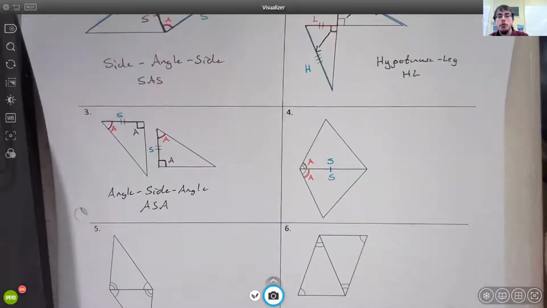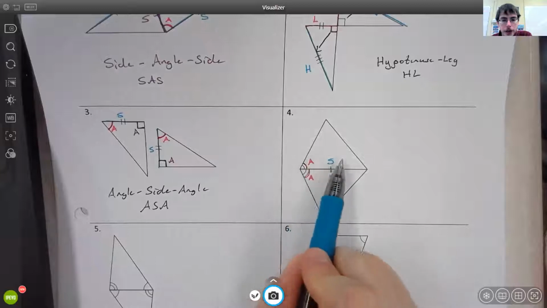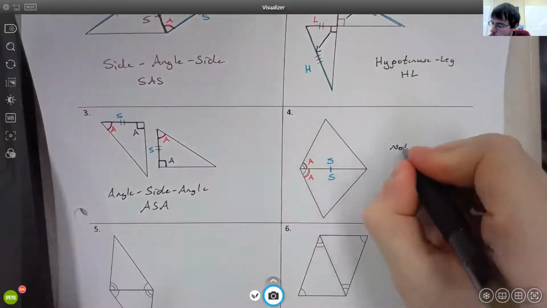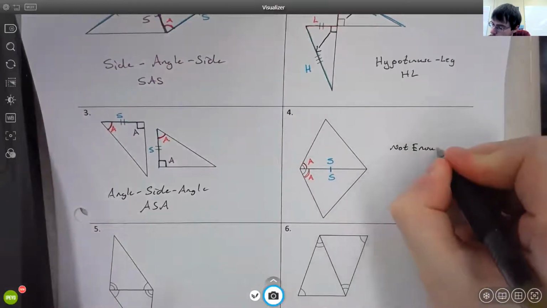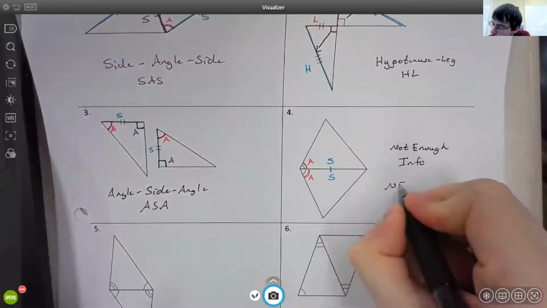Now, if you remember, how many pieces of information do you need to show that triangles are congruent? Well, you need at least 3 pieces of information. How many pieces of information are we given here? We're only given 2 per triangle. We're not given enough information to show whether those are congruent or not. So we write not enough info, or you can just write NEI.